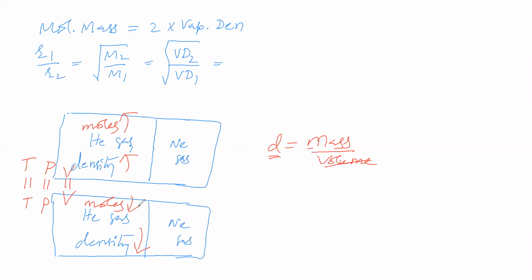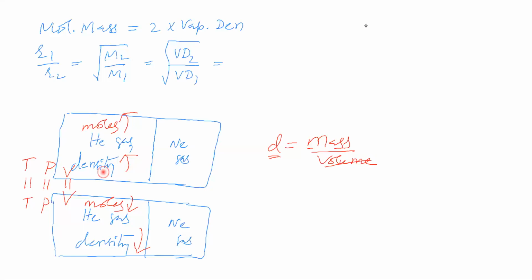Because density is equal to mass by volume, and we said volume remains the same, mass should be different. Mass is nothing but moles. So if the number of moles is more, density is more; if the number of moles is less, density is less. Now see, more number of molecules are there here, and less number of molecules are there here. More moles means more molecules, less moles means fewer molecules, because 1 mole is equal to Avogadro number of molecules.